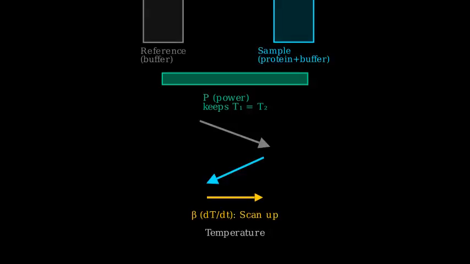Graphically, heat capacity versus temperature looks like this. At low temperature, the protein is folded with a lower heat capacity. Near the melting temperature, the curve rises to a higher plateau. The vertical step size is the heat capacity jump.